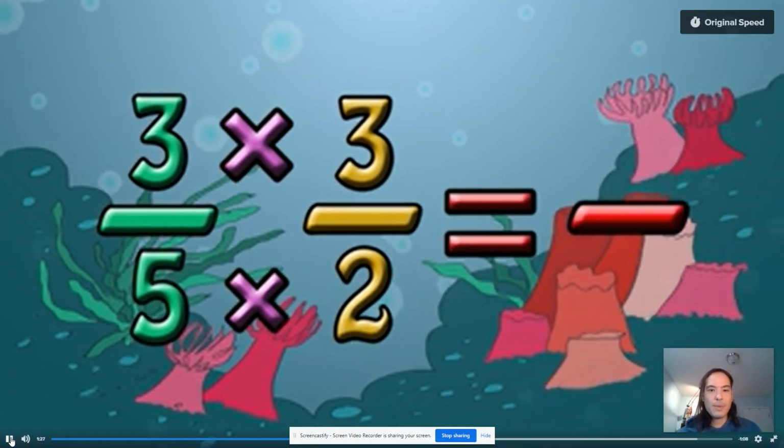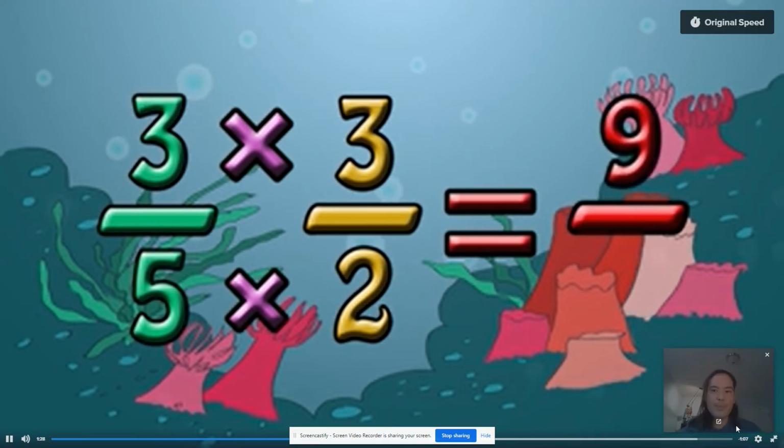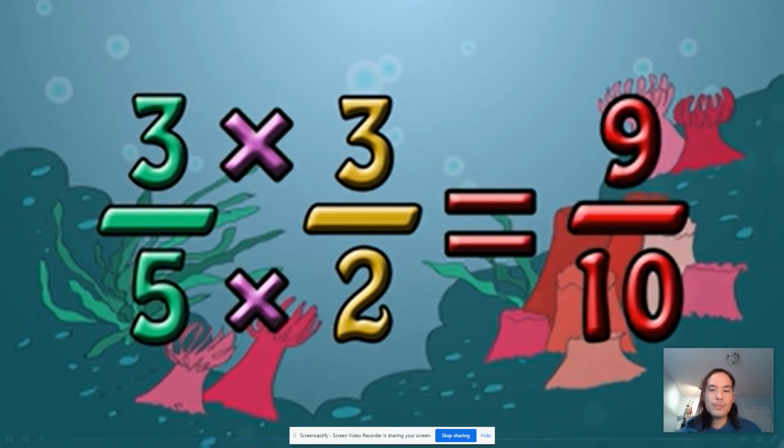3 times 3 is 9. Back to multiplication, it's top times top, bottom times bottom. 2 times 5 is 10. 9 tenths can't reduce, that's the end.